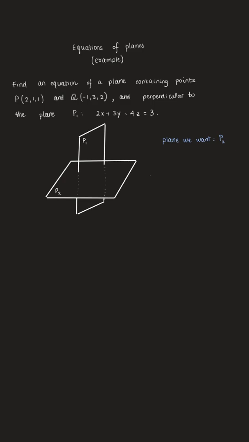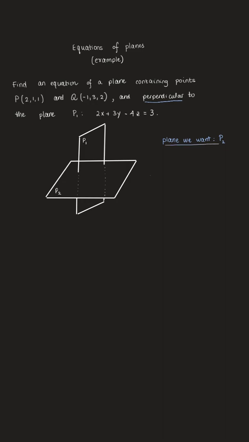So let's try to find the equation of a plane that contains points P and Q and is perpendicular to a given plane P sub 1. Here's just a sketch of two perpendicular planes. P1 is the plane that we have, and P2 is the plane whose equation we want.